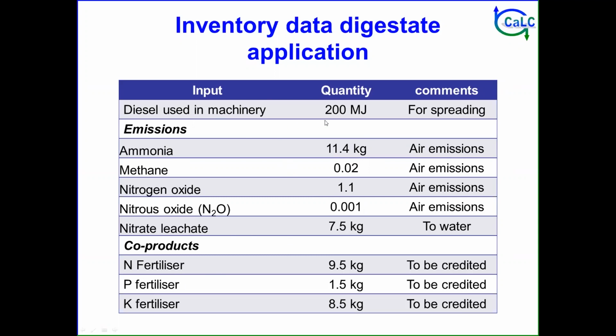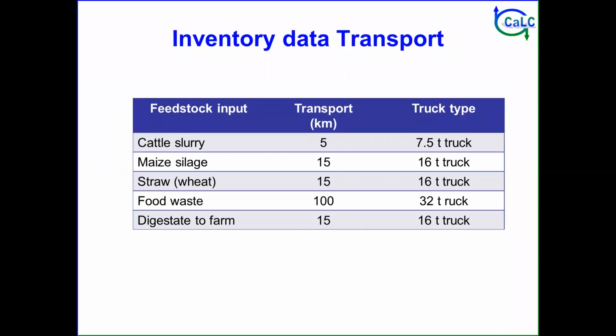And this digestate, we estimated, has so much N equivalent in terms of N fertilizer, P fertilizer, and K fertilizer. So if we apply it, we would not need these as mineral fertilizers, for which we can either subtract impacts or allocate.